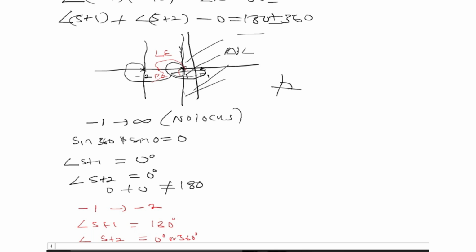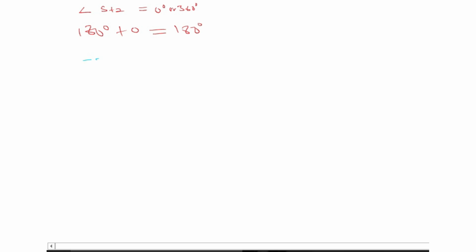Now from minus 2 to infinity, we place another point, let's call it point 3. Now we have to verify whether these poles make an angle. From minus 1 to point 3, we have an angle of 180, and again from minus 2 to point 3, we also have an angle of 180. So at the boundary of minus 2 to infinity, the angle of s plus 2 is equal to 180, and again the angle of s plus 1 is equal to 180. To verify the summation of the angles, whether it is equal to 180, we have 180 plus 180, which is not equal to 180 degrees. So from that boundary you can verify that there is no locus existing there.